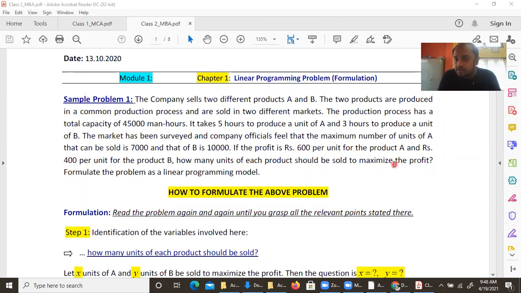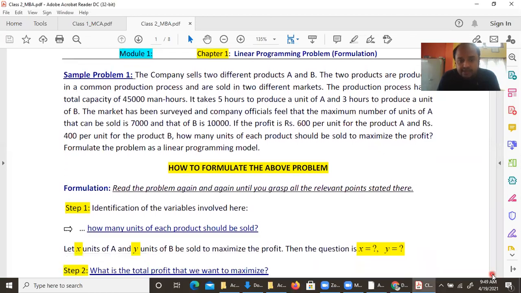Here, specifically the maximization type of problem has been taken into consideration, and the variable which you are supposed to maximize is the profit variable, profit. So you are going to maximize the profit. How to formulate this type of situation? Because you cannot solve a particular problem until it is formulated. So here I'm going to talk about how to formulate the above problem.